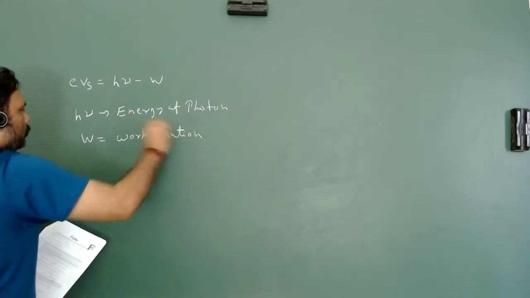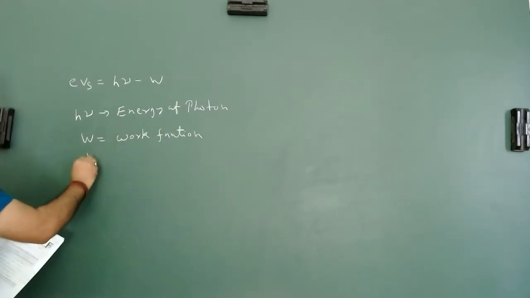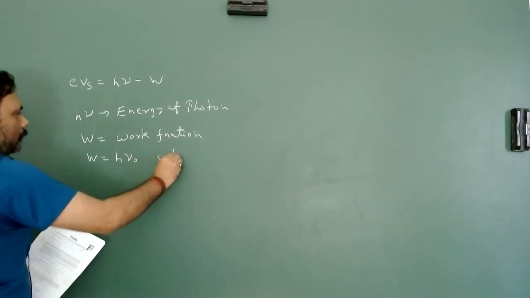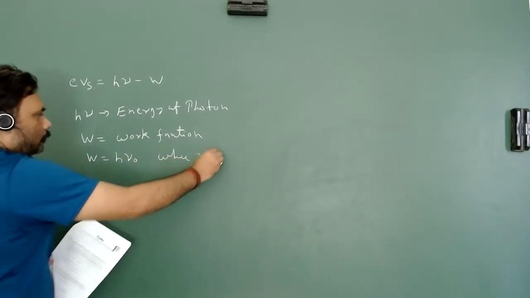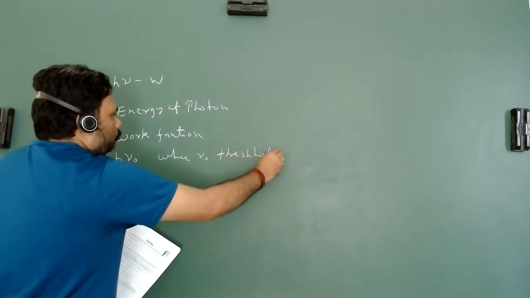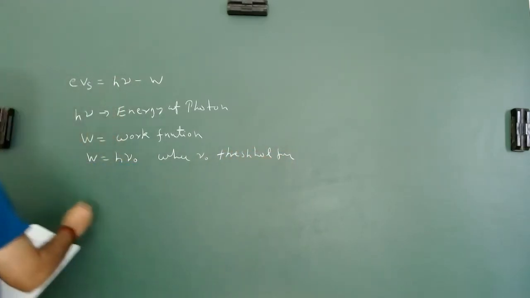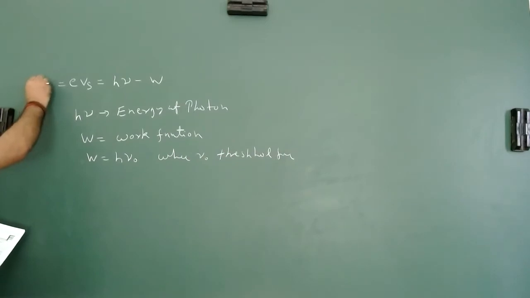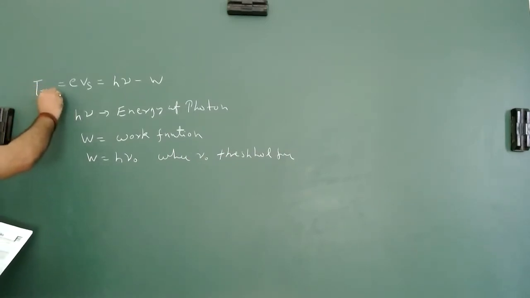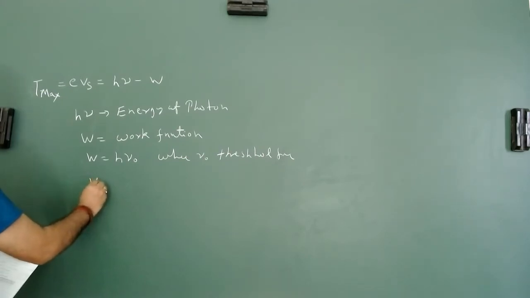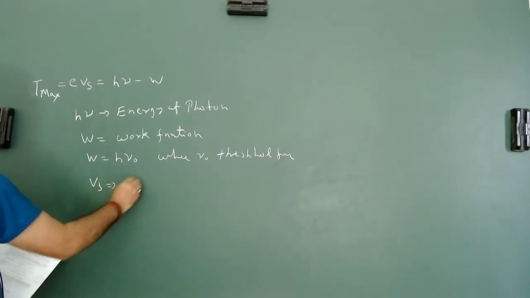W is the work function, and this W is equal to hν₀, where ν₀ is the threshold frequency. This eVs is also equal to the maximum kinetic energy, so this will be T maximum, where Vs is identified as the stopping potential.